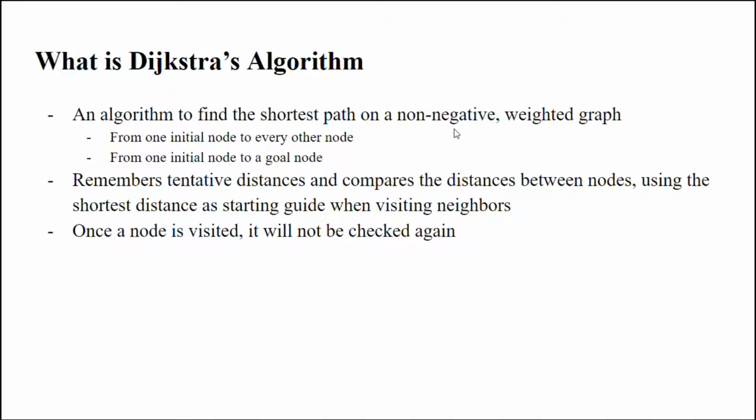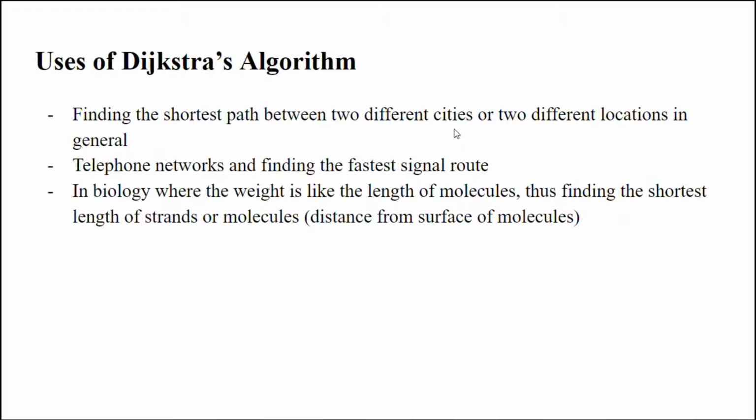A weighted graph is just that the distance between two of the nodes has a value. And it can either find the shortest path between an initial node to every other node, or from the initial node to a goal node. And it remembers tentative distances, tentative being something that could be changed, and it compares the distance between the nodes, using the shortest distance as a starting guide when you visit each of the neighbors. And then once the node is visited, it won't be checked again, so it's final. Now this might be a little bit confusing at first, but once I get into the example, I think it'll make a lot more sense.